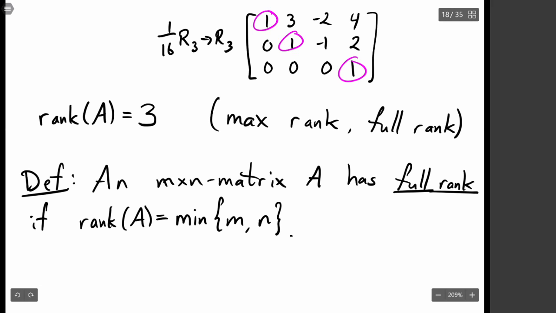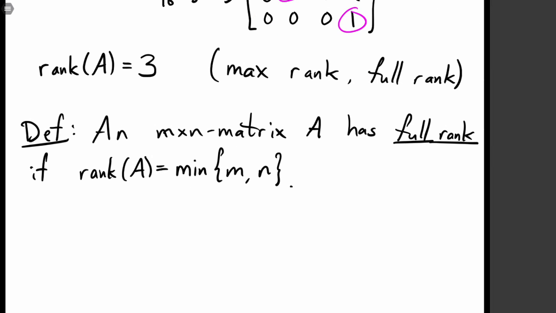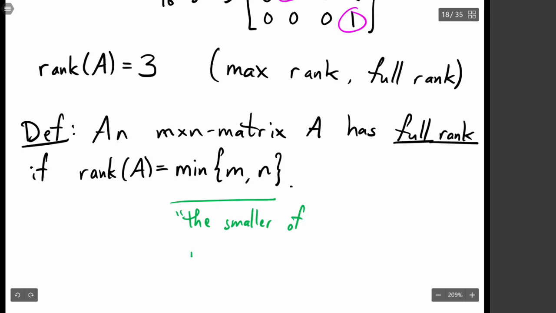So what does that mean? What is this min of M and N thing? All this notation means is the smaller of M and N, just whatever number is smaller. So if it's a 3x4 matrix like we had, then the full rank would be 3. If it's a 6x4 matrix, then the max rank would be 4, because the smaller of the two numbers, 6 and 4, is 4. That's how max rank, or full rank, works.